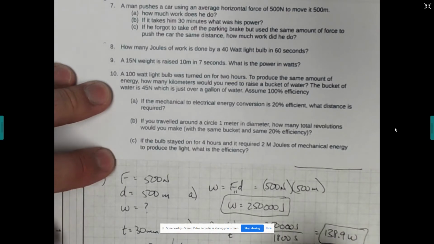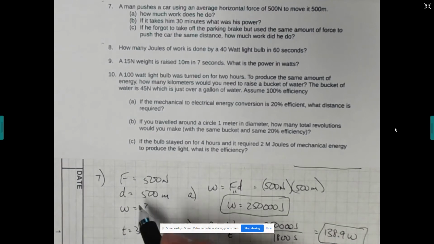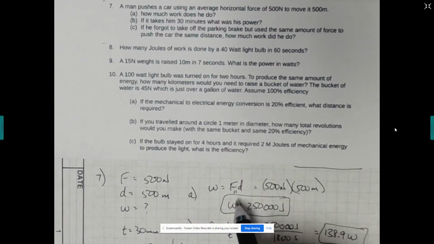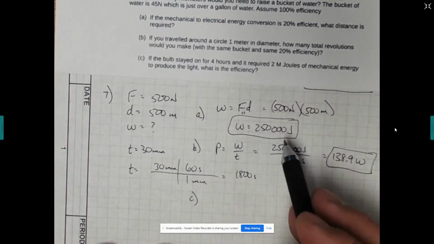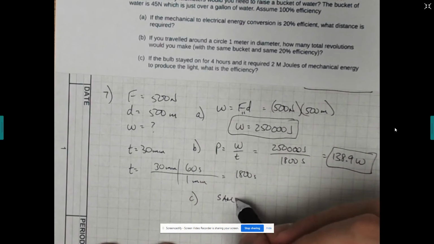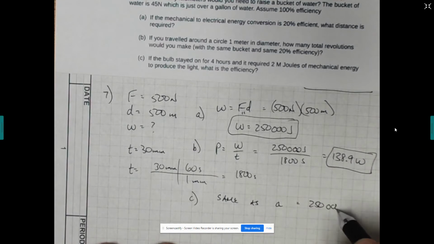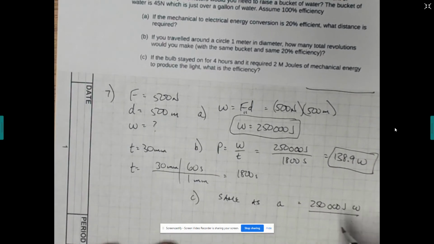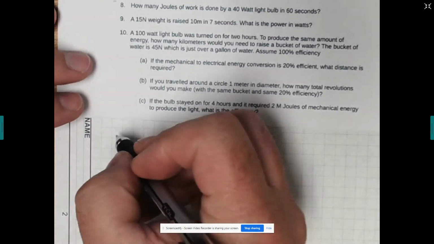Part C says if he forgot to take off the parking brake but used the same amount of force to push the car the same distance, how much work did he do? Well, if he used the same force and the same distance as back here, force times distance, we get the same thing. So it's the same as A. It did not change, it's still equal to 250,000 joules of work. Nothing changed. Okay, let's go on to number 8.